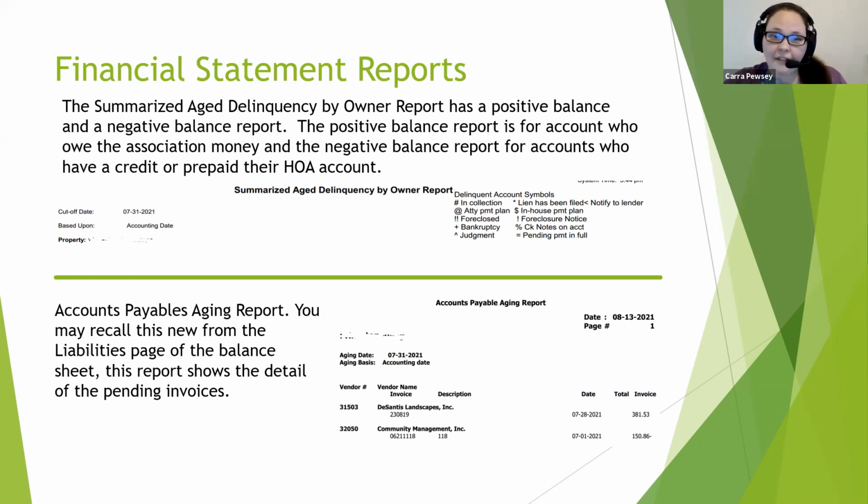The next report after the delinquency reports is the accounts payable. If you'll remember, this was one of the top line items of the liability. We can actually use this report to compare and see what invoices are outstanding and what made up that value. This report gives you that detail of the balance sheet.